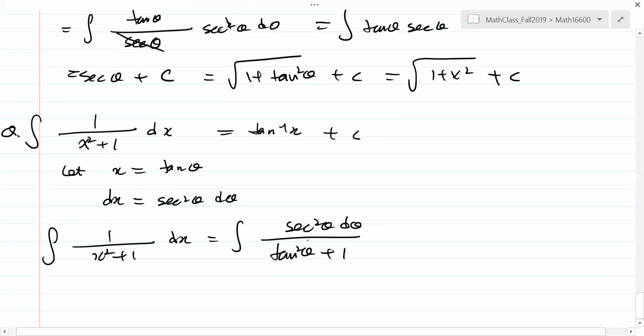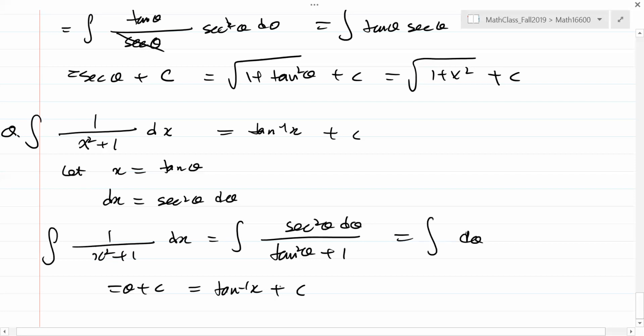But the numerator and denominator are the same, so it's just d theta, because tangent square theta plus 1 equals secant square theta. And then you get theta plus c. But how can I get theta back? It's arctangent x. So even if you use a substitution, you still get arctangent. This is very similar to the integral of 1 over square root of 1 minus x squared.